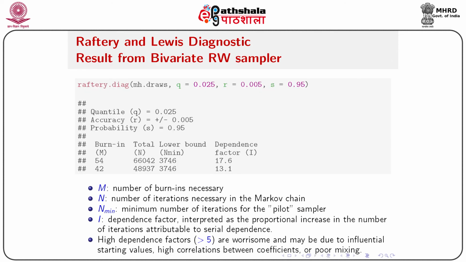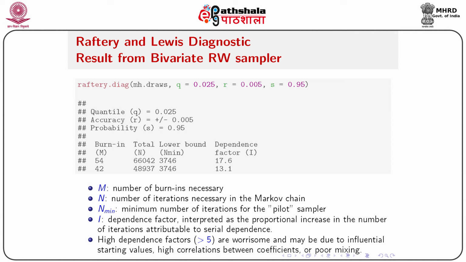So that is the Raftery-Lewis diagnostics, the RL diagnostics. The MCMC object with the draws from the first random walk multivariate sampler that I have generated can be passed through the raftery.diag function. Remember, these functions are from the coda package, so you have to load the coda package first, and then specify the quantile q equals 0.025, r equals 0.005, and s equals 0.95. The quantile q is 0.025, accuracy is plus or minus 0.005, and the probability is 0.95.